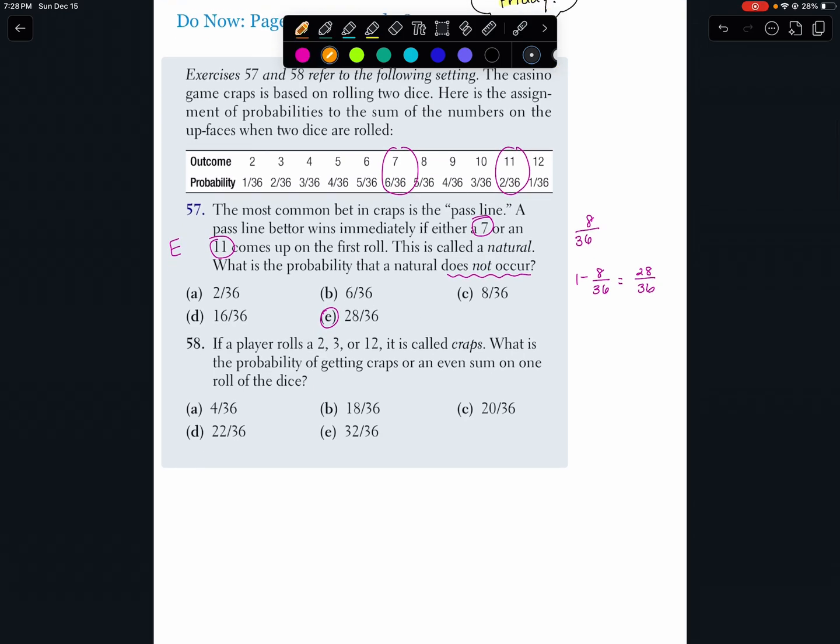Okay, and in number 58, if a player rolls a 2, 3, or 12, it's called craps. What's the probability of getting craps? So remember, that means all of these, or an even sum on one roll of the dice.